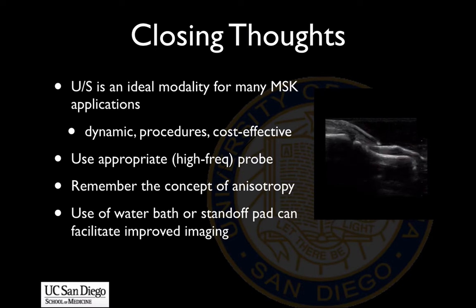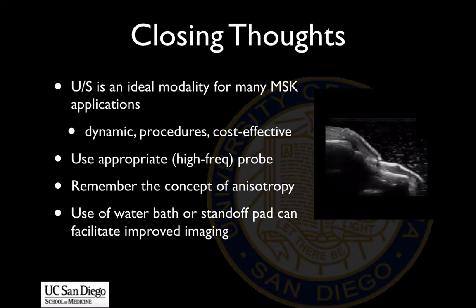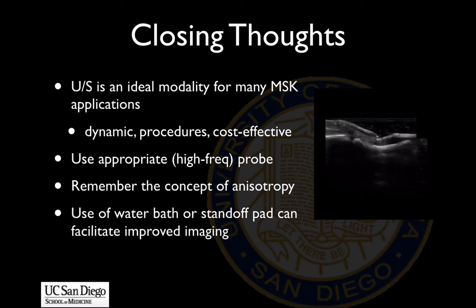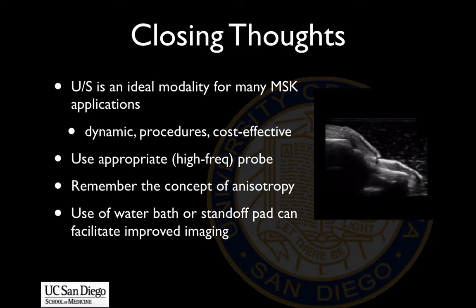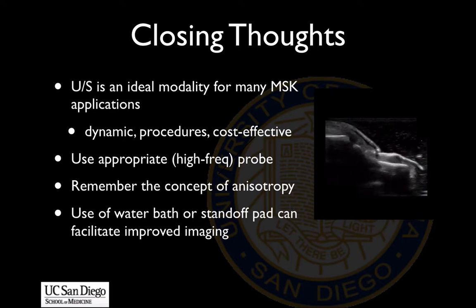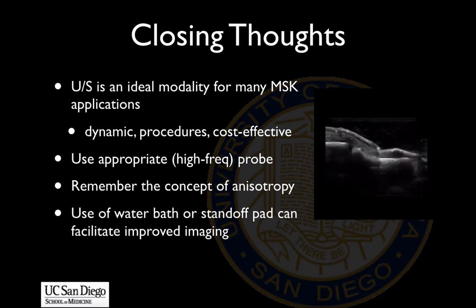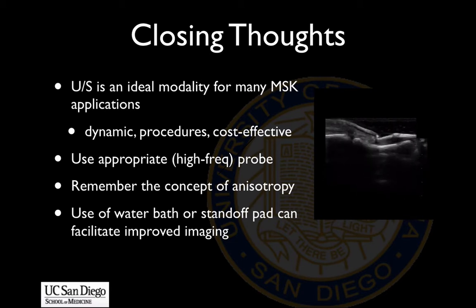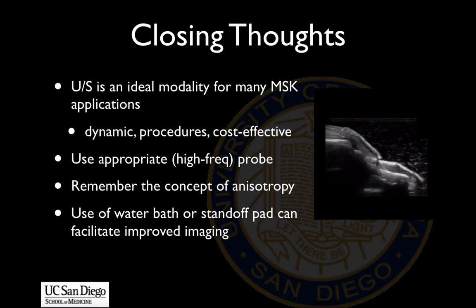So in closing, hopefully over the course of this presentation, you now have a better understanding of why ultrasound in many ways can be an ideal modality for many musculoskeletal applications. We talked about how you can use musculoskeletal ultrasound to identify peripheral nerves, to identify the flexor and extensor mechanisms of the digits using a water bath, as well as how we can assess the many different aspects of the knee.